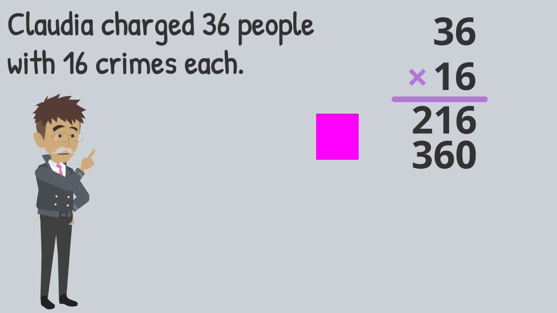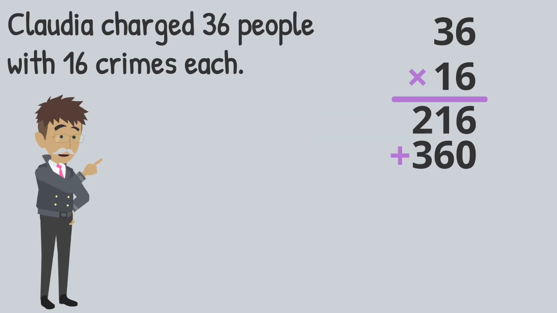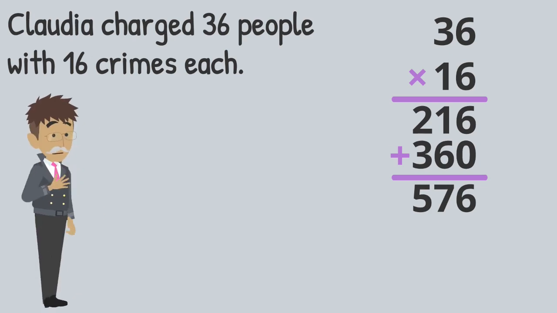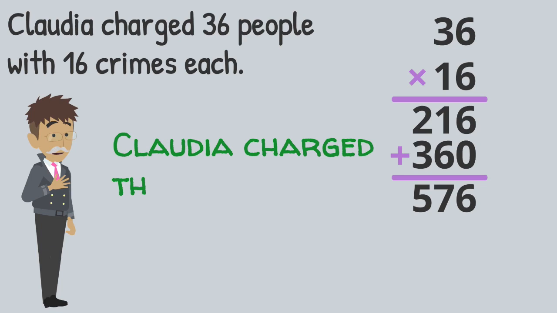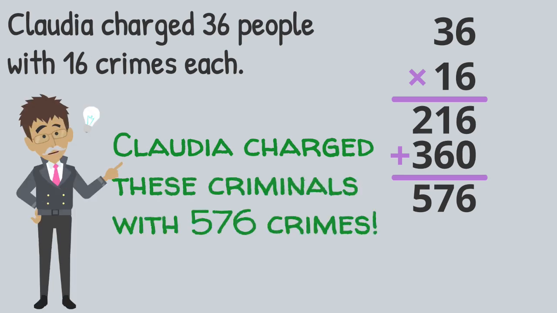I can add the intermediate answers since I finished multiplying every digit by every other digit. I will write an addition sign and draw a line to remind myself what was happening. Finally, I add the digits to get the answer of 576. Wow! Claudia charged these criminals with a total of 576 crimes. That's a lot of being bad.